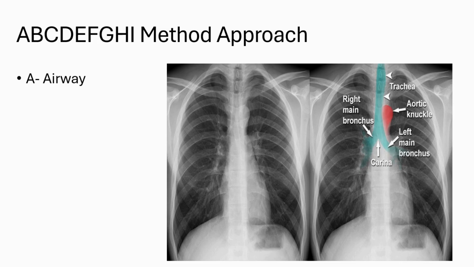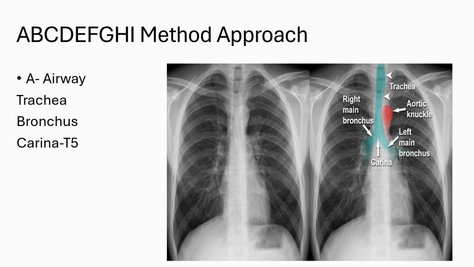Now next is the approach to read the chest X-ray. What approach do we use? ABCDEFGHI. It makes it easy to remember the ABCDEFGHI method to read the chest X-ray. So let's begin with A, that is the airway. What do we see in the airway? We see the trachea, bronchi, and the bifurcation of the trachea, that is the carina.